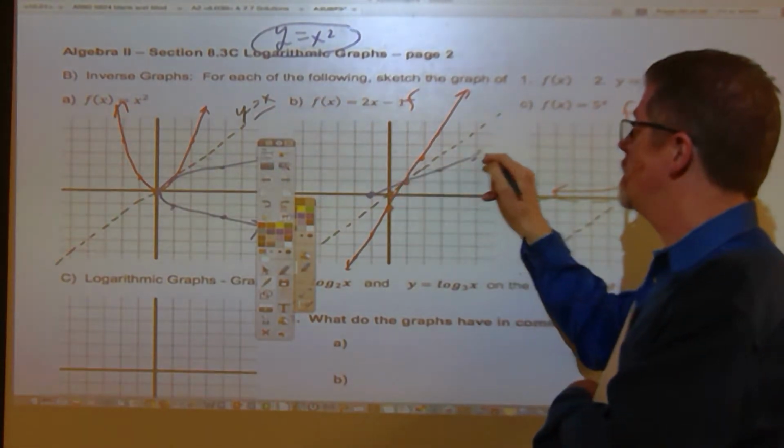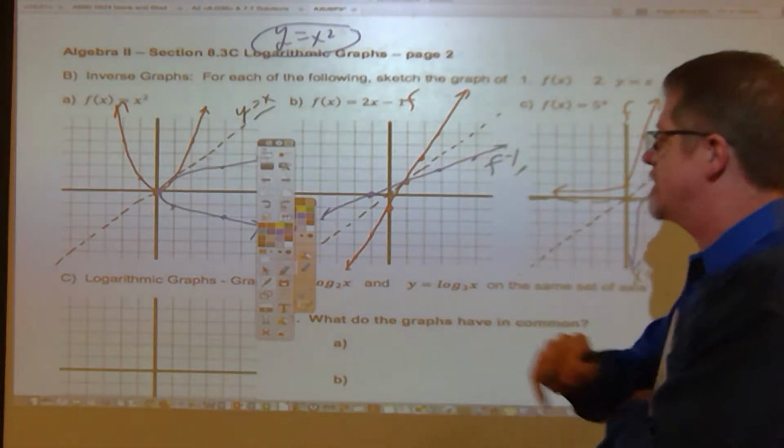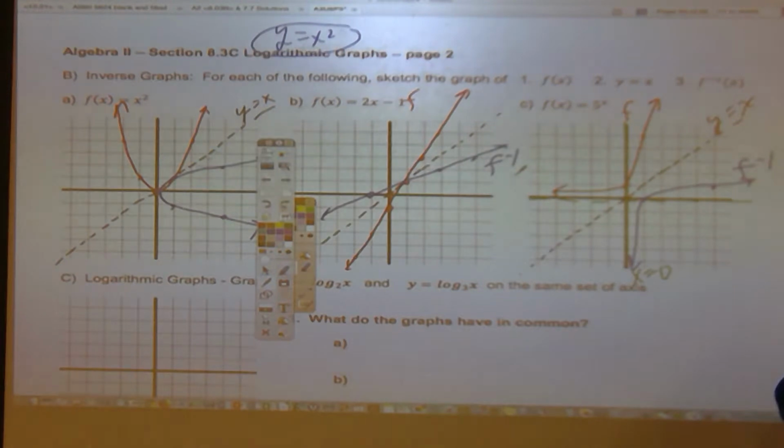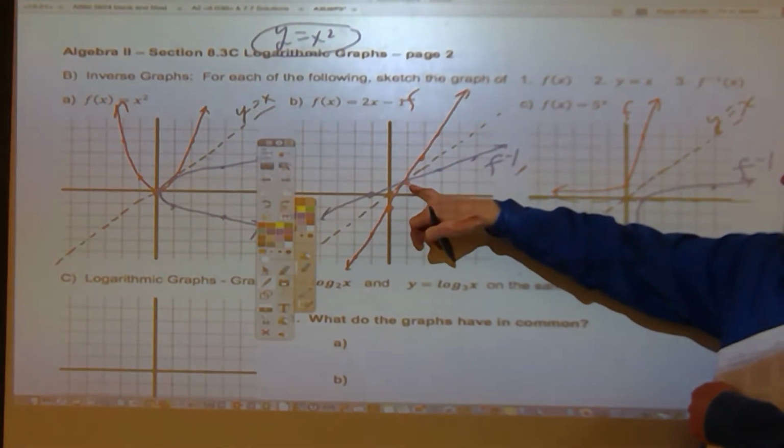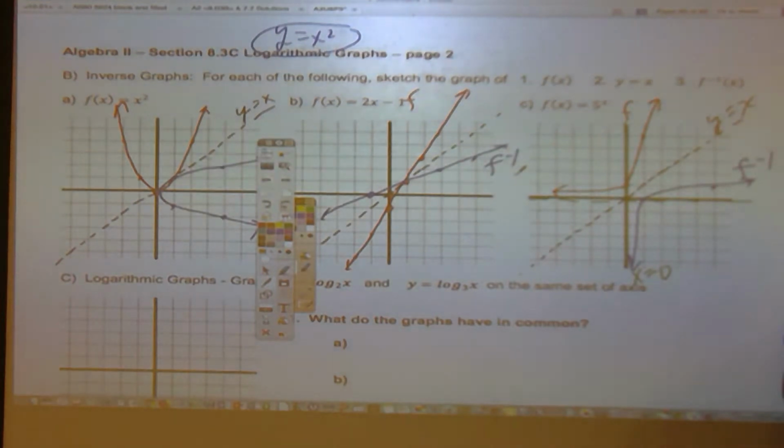So when you did part B, the answer should have looked like this. Red, blue, and black coming together at the point 1, 1. Any questions on parts A, B, or C?